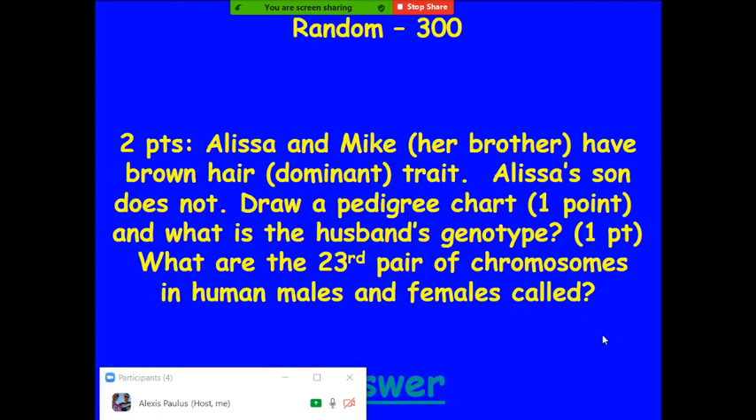All right. Alyssa and Mike, her brother, have brown hair, a dominant trait. Alyssa's son does not. Draw a pedigree chart. And what is the husband's genotype? What are the 23rd pairs of chromosomes in human males and females called? You will not have to draw a Punnett square for the test. I'm pretty sure you will be given one and you'll have to answer questions about it.